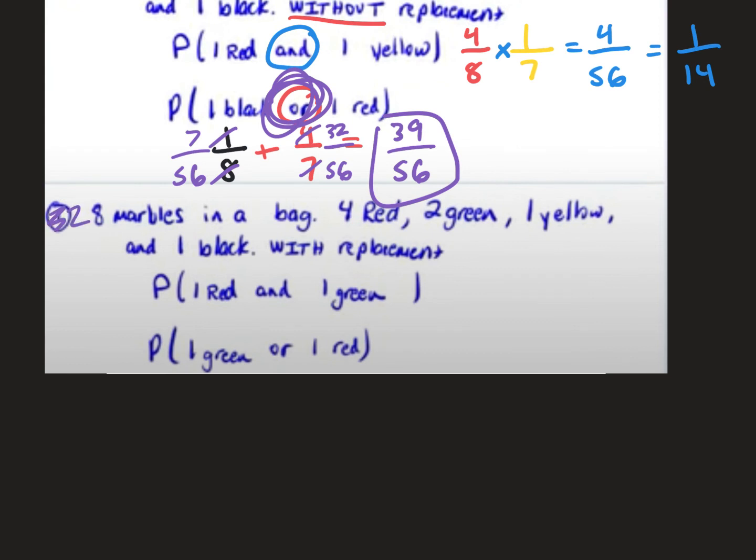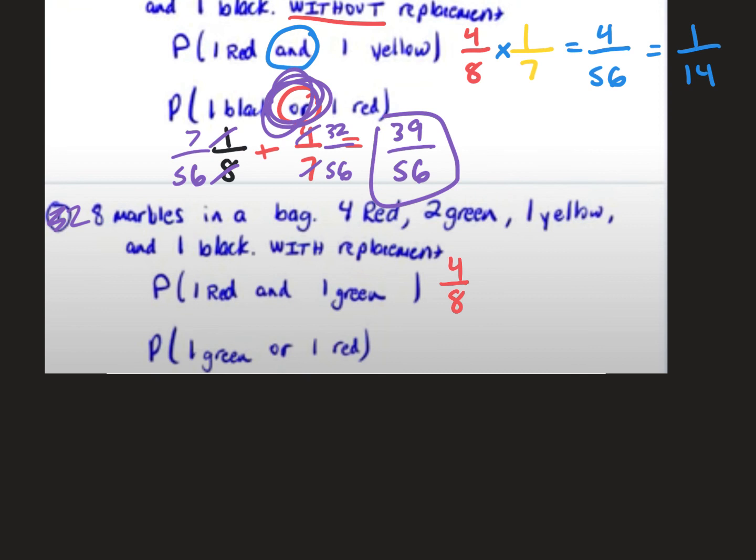Example 2. So I have 8 marbles in a bag, 4 red, 2 green, 1 yellow, and 1 black, with replacement. What's the probability that I pick 1 red and 1 green? So now I'm picking a marble out and putting it back in the bag. So the number of total doesn't change. How many red marbles do I have total? 4. And what's the total amount of marbles? 8.